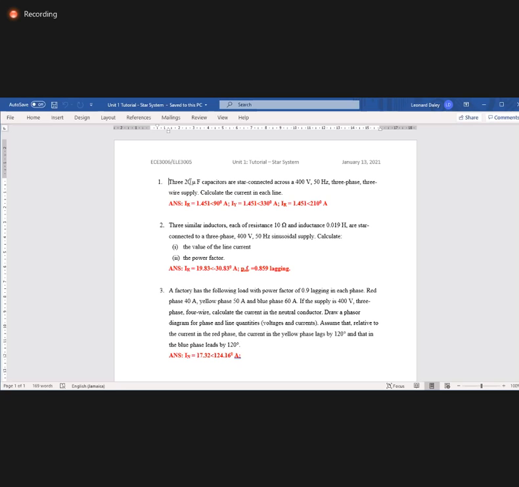So the question says that 320 microfarad capacitors are star connected across a 400 volt 50 hertz three phase three wire supply, and we should calculate the current in each line. All right, so go ahead and do that. Just use the same procedures that we have been doing before. There's just a little added dimension to this one, but let's see how you figure it out.